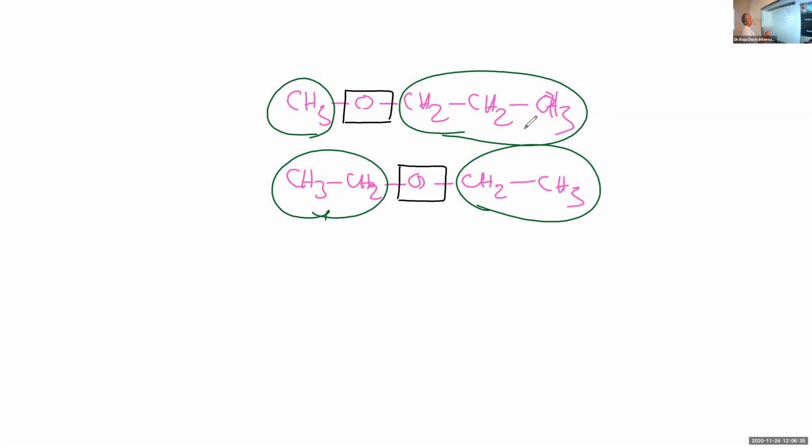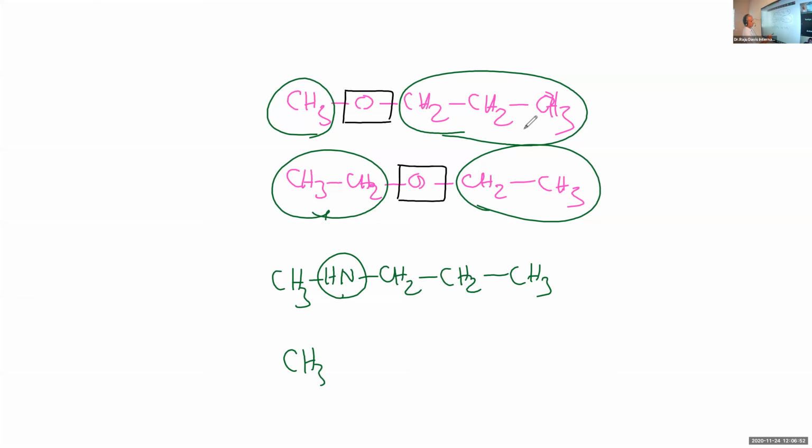You come to secondary amines. Say, for example, NH, CH3, CH2, CH2, CH3, a secondary amine. Here there is the secondary amino group. Similarly, CH3, CH2, NH, CH2, CH3. Here the functional group is the same, but the alkyl groups attached are different.